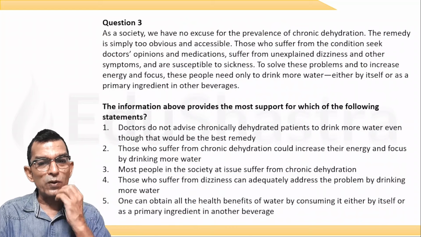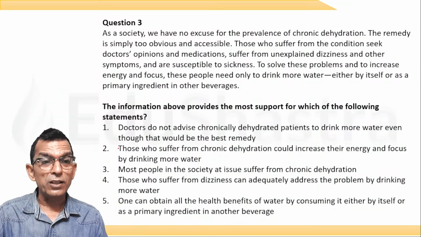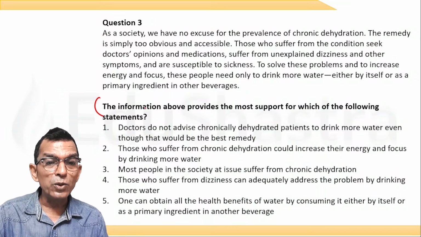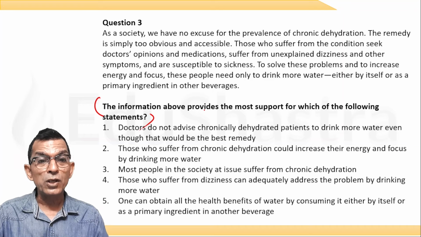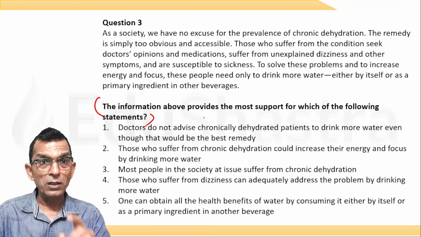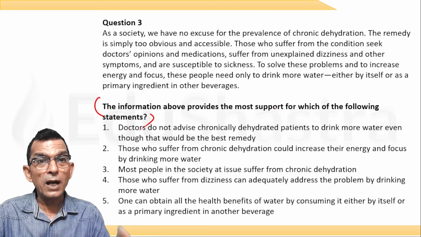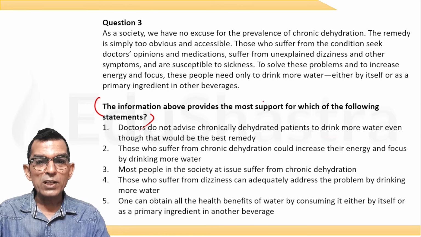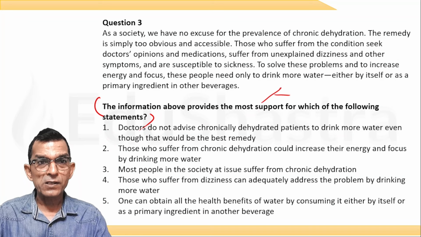Now, can you do one more question? See, now look at the thing. Sir, here what do we need to do? Sir, you said that the approach is to simplify the question first. See, the information above provides the most support for which of the following statements. Now, what is being asked? Can you put it into one word? What is being sought? Assumption or inference?